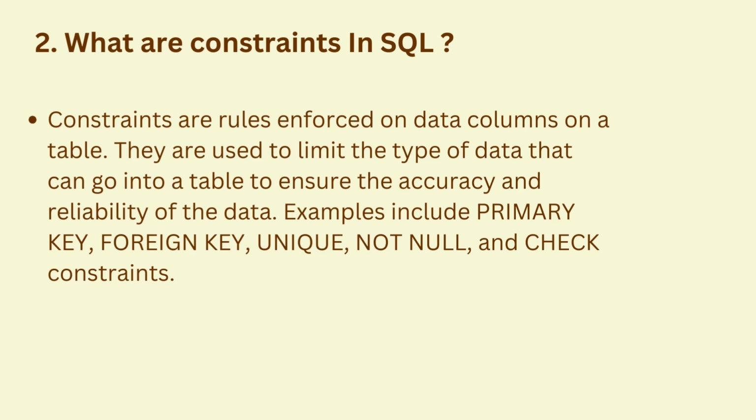Primary key constraint. Uniquely identifies each row in a table. Foreign key constraint. Ensures referential integrity between two tables. Check constraint. Ensures that the values in a column satisfy a specific condition. Make sure to explain how each of these constraints can be used practically in database design.